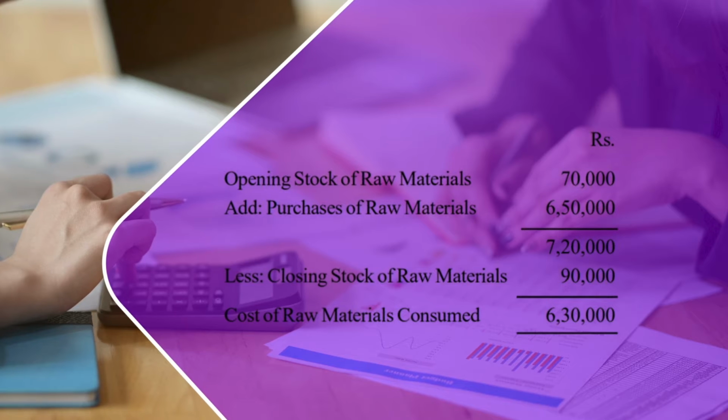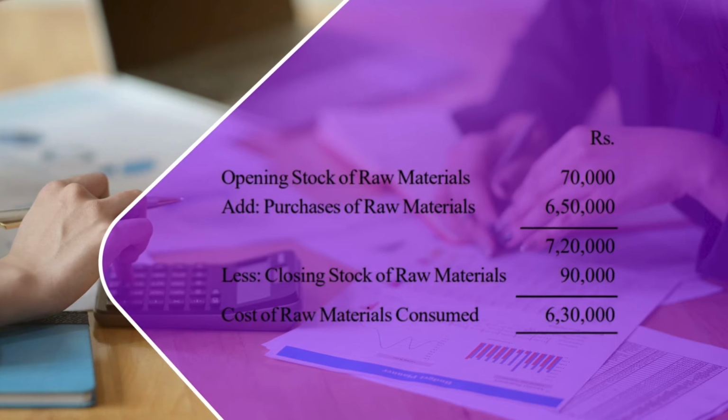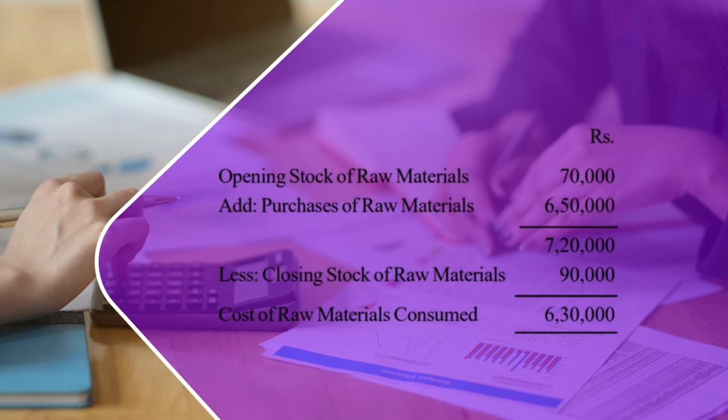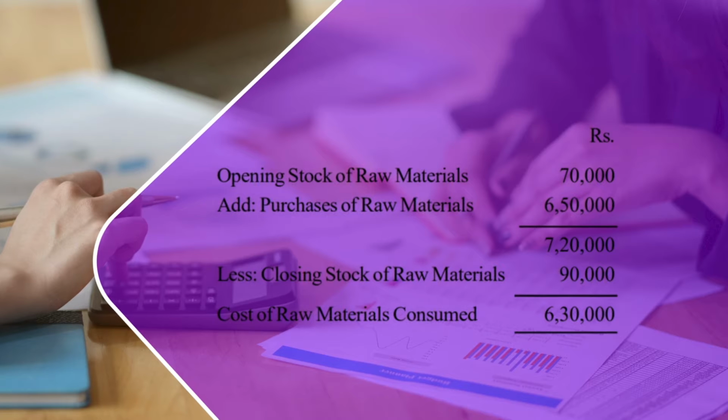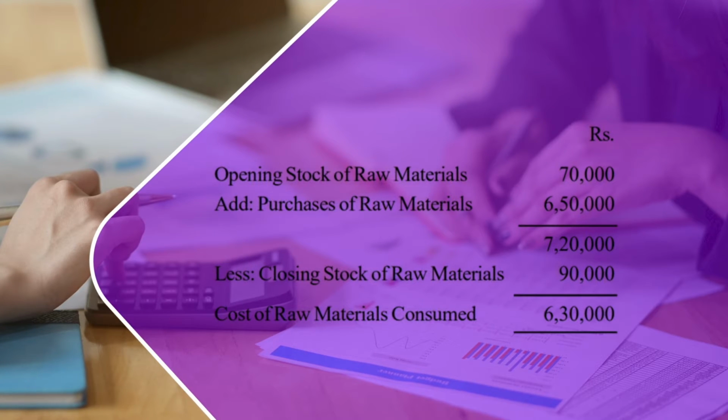Then add purchases of raw materials. It is 6,50,000. So it means during the year we have purchased raw materials of rupees 6,50,000. This is also provided in the question: the firm purchased raw material worth rupees 6,50,000 during the year 2018. So the total of these two items is 7,20,000.